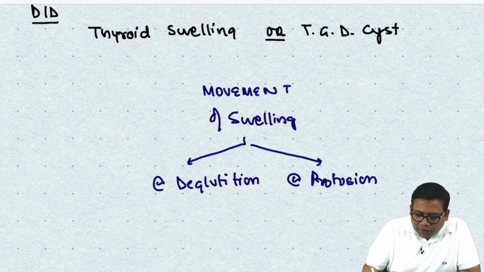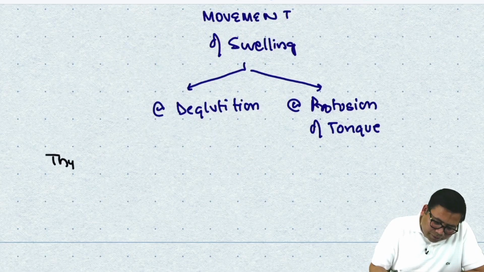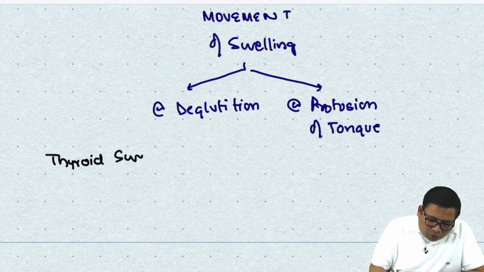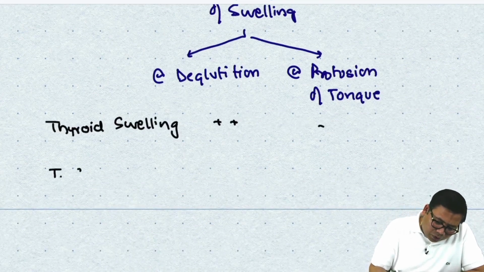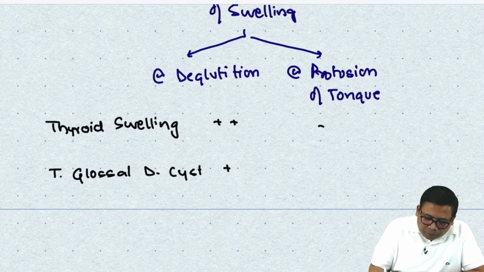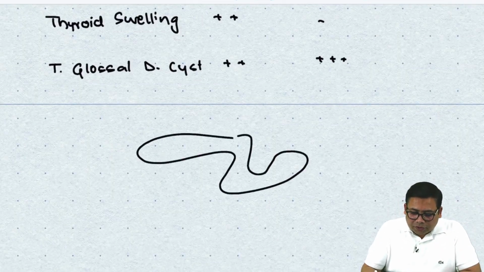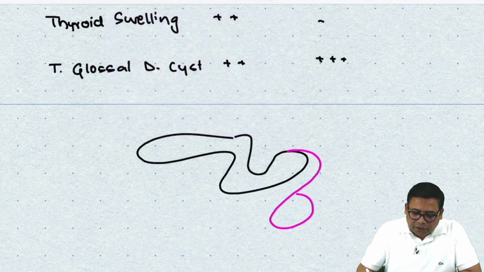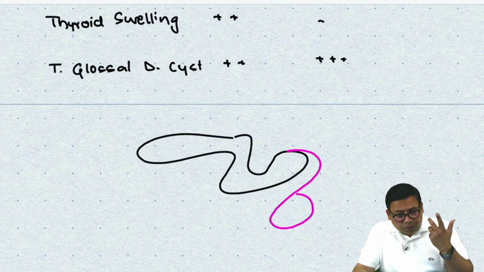So protrusion of tongue, why is it important? Just wait for 2 minutes and then we will see. So protrusion of tongue and deglutition. Now try to understand, if it is a thyroid swelling, always remember it will move with deglutition, but it will not move with protrusion of tongue. However, if it is a thyroglossal duct cyst, it will move with protrusion of the tongue as well as deglutition. Why? Try to understand, a thyroglossal duct cyst is connected with the base of the tongue, and therefore with deglutition as well as with the protrusion of the tongue, it is going to move forward.